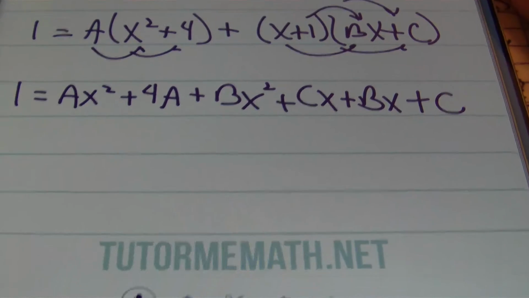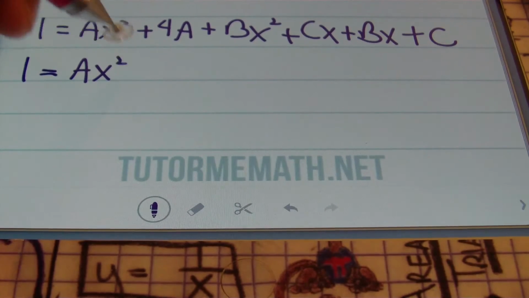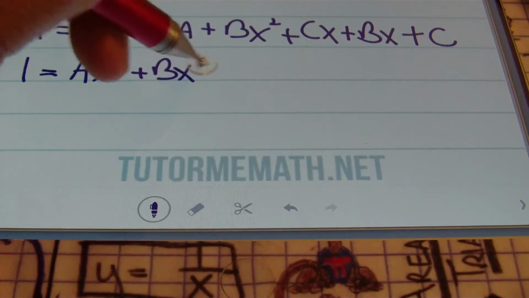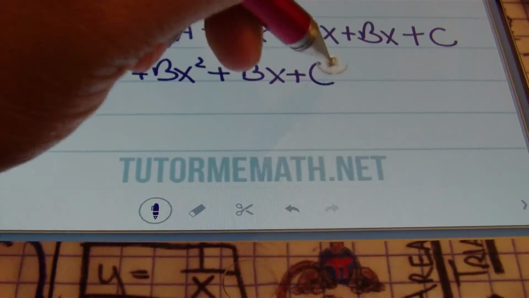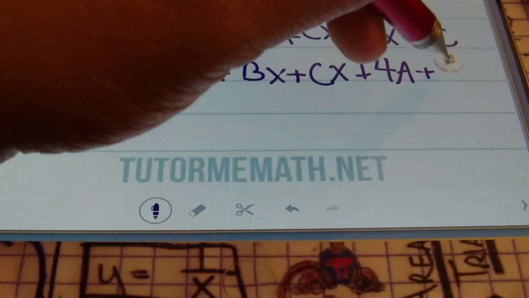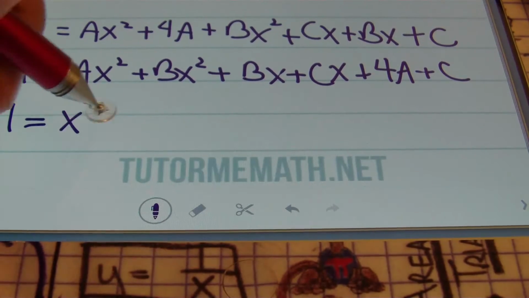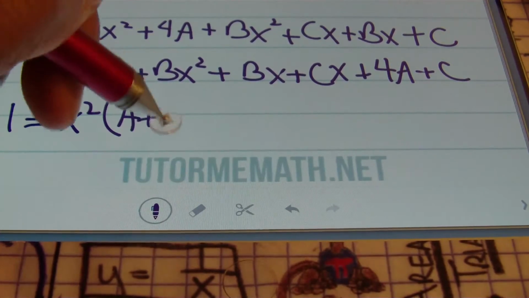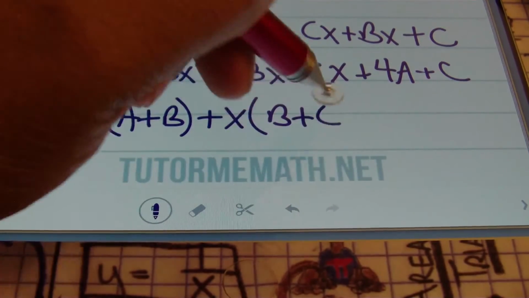All right, now grouping all of your like terms together, we'll have 1 equals ax squared plus bx squared plus bx plus cx plus 4a plus c. And so now we'll go ahead and factor out those variables. So on the right side, I can factor out the x squared to leave me with a plus b. I'll then factor out an x that leaves me with b plus c.